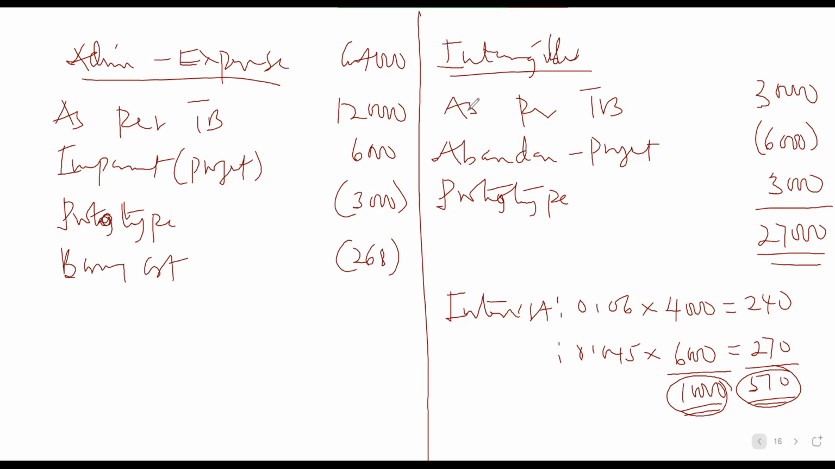268 out of that should be added to the cost of the warehouse, because part of the loan was used in the construction of what? The warehouse, and the warehouse is a qualifying asset. So the interest relating to that portion should be capitalized, and that is 268. So 268 of the 510 should be added to the cost of the warehouse.